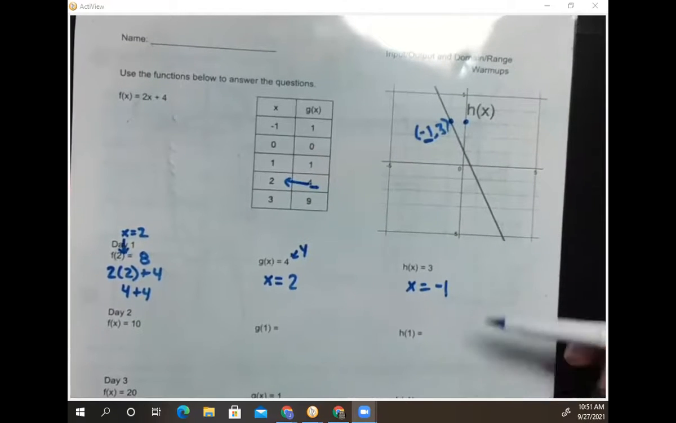So we're going to do some input-output practice every day this week as a little warm-up, okay? Questions on input-output?